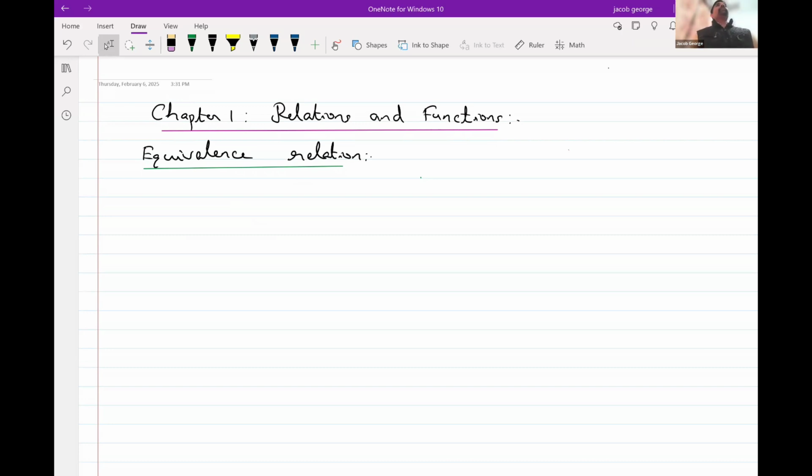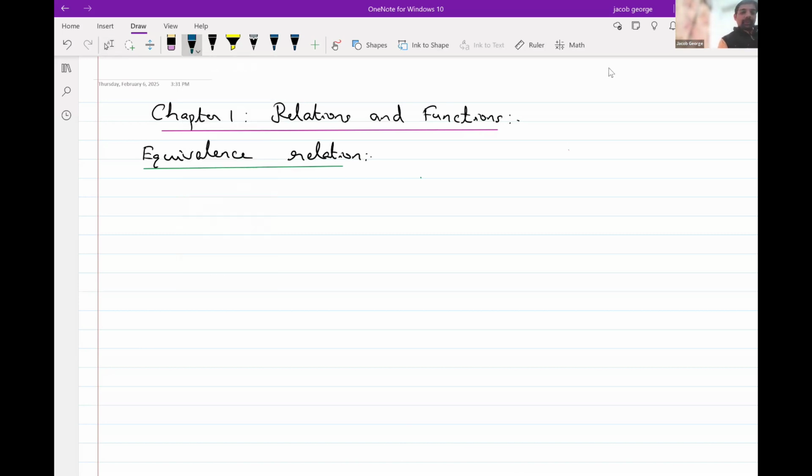Equivalence relation means a relation R on set A. R on set A is said to be an equivalence relation. R on set A means R is from A to A. It should satisfy 3 conditions: number 1, reflexive; number 2, symmetric; number 3, transitive. I will explain each one. First we write a short note, then I will explain in detail.